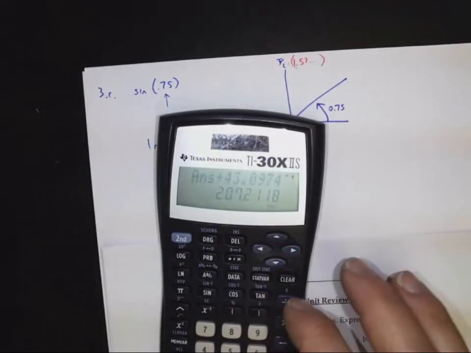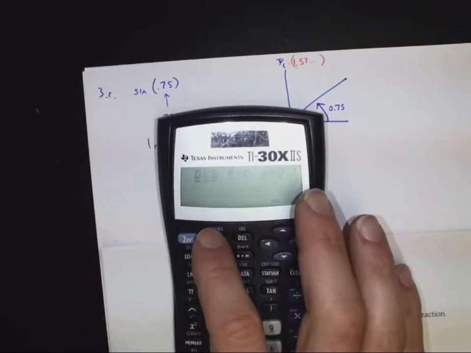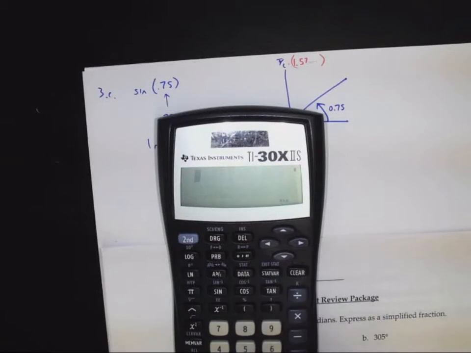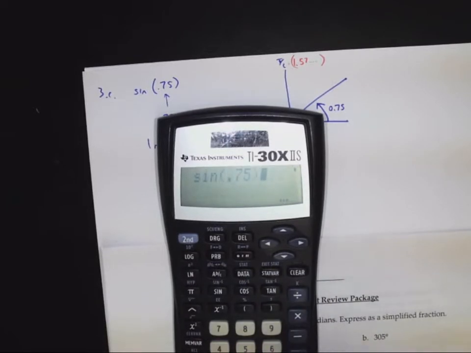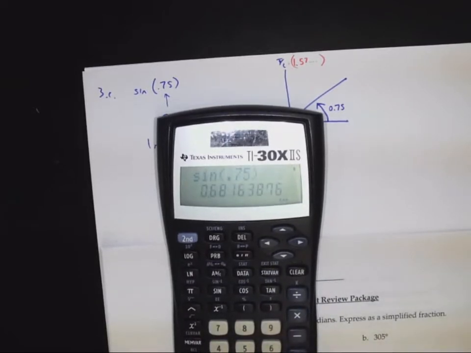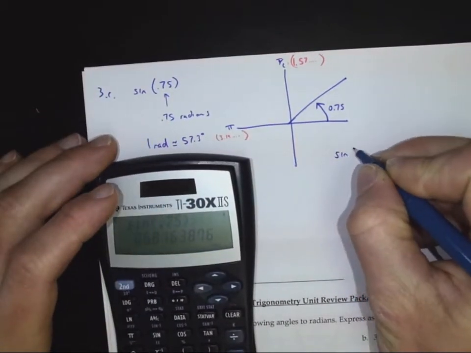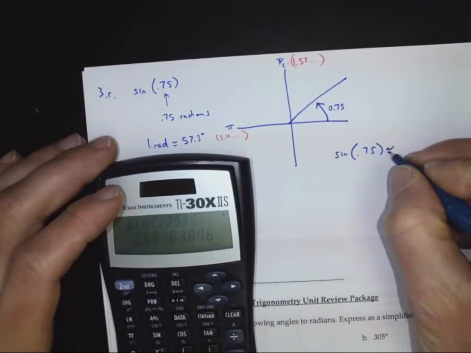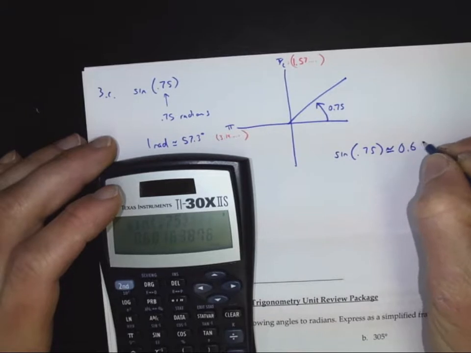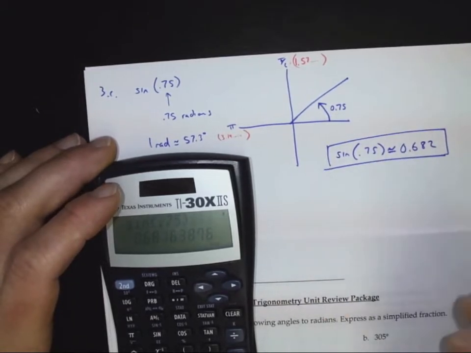There we go. And we want radians, so we're going to go down to radians like so. All right, sine 0.75. Oops, that was a mistake. Sine 0.75. Fat fingers. All right, so we get sine of 0.75 is approximately equal to 0.682. And we'll call that.